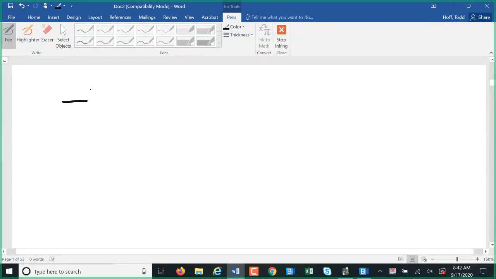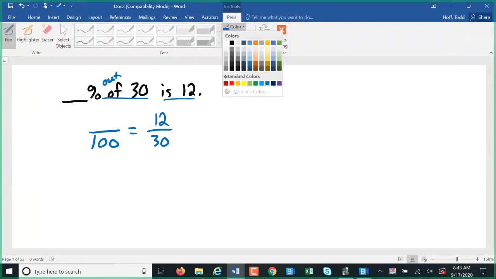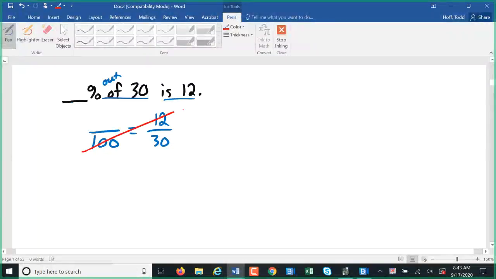We might have blank percent of 30 is 12. Again, we don't have the percent, so we're going to start out as blank out of 100. Of 30, we can read that as out of 30, so the 30 goes on bottom. Is 12, blank percent is 12, implies the 12 goes with our missing percent. Once again, we can cross multiply. 100 times 12 is 1,200. And we divide by the 30, gives us 40. 40 out of 100, or 40% of 30 is 12.